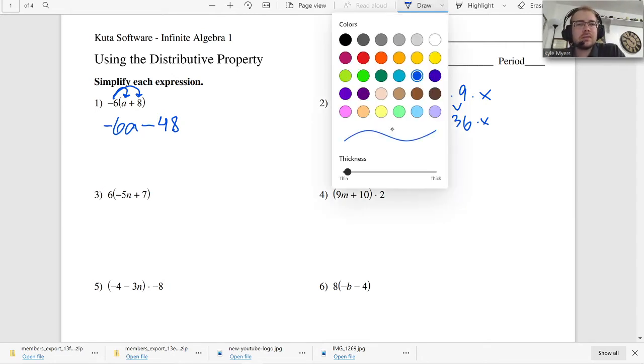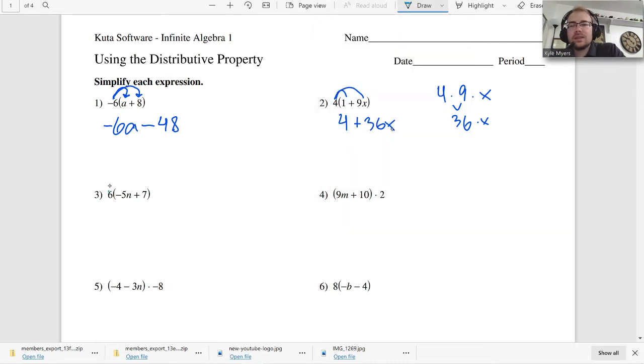Next, switch colors here. 6 and 5, 6 and 7. 6 times negative 5 is negative 30, and then there's still an n. It's 6 times negative 5 times n. I can do 6 times negative 5, I get a negative number, and 6 times 5 is 30. And then there's still that n. 6 times 7 is 42. 42, negative 30... n? I don't know how to say n in Spanish. Anyways, that's the answer, so we're moving on.